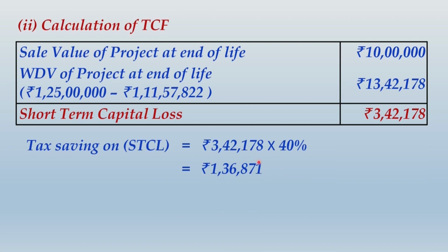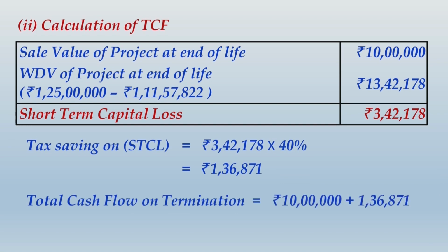1,36,871. This amount of tax savings plus this amount of sale value, both taken together, will be the total cash flow on termination, and aggregate of these two is coming to 11,36,871. So please write up this working and then I take you ahead.